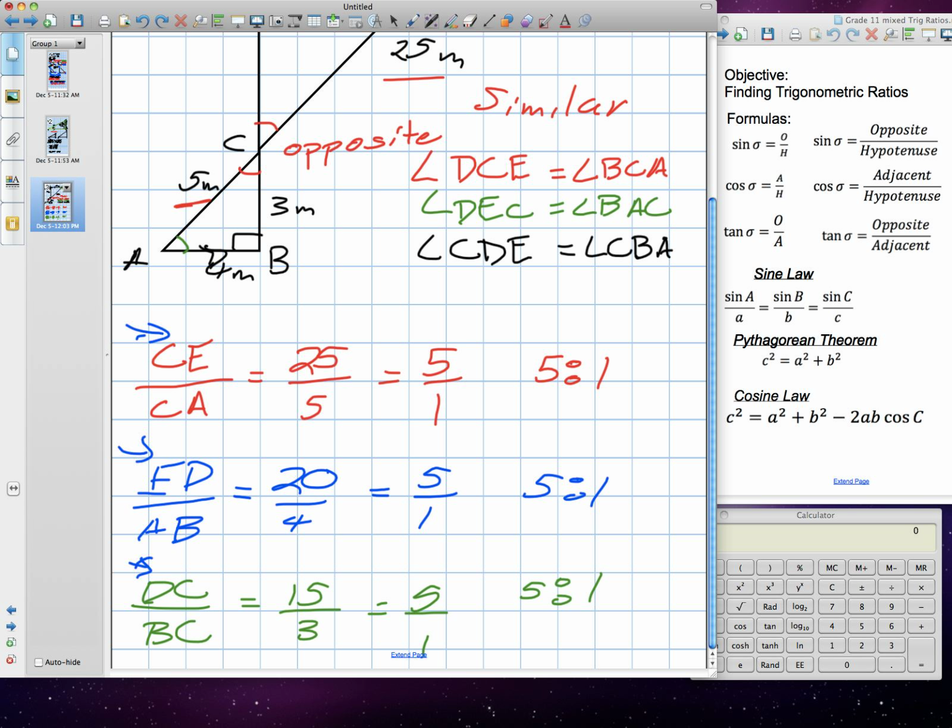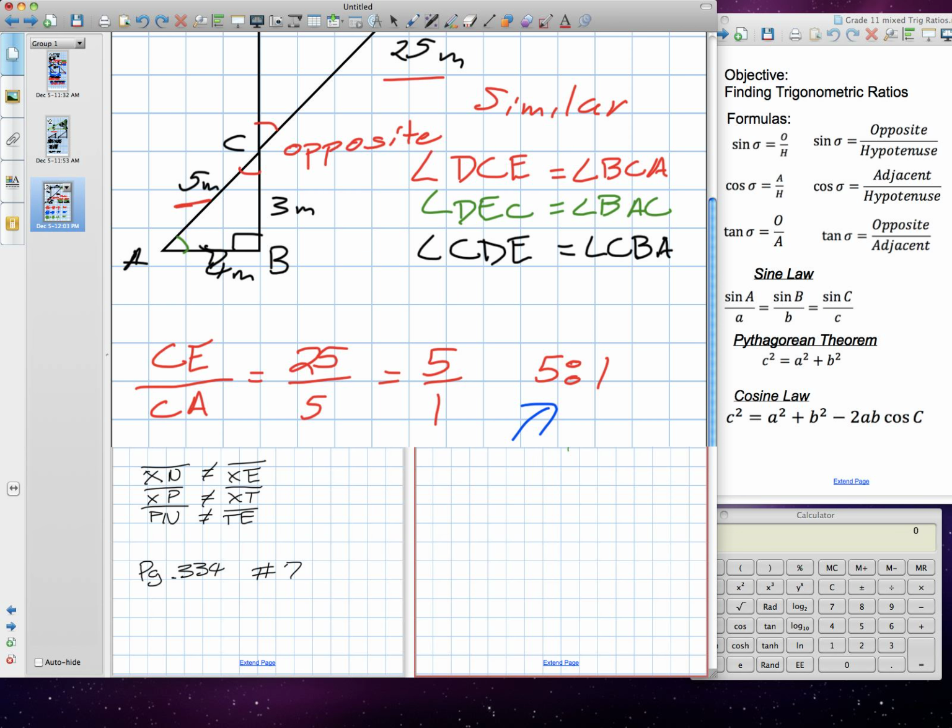Now, what was very important, if you guys notice, when I set this up, I started with the larger triangle on top of the fraction every time. Had I done it the other way, you would have had a ratio of 1 to 5. You must be consistent when you set these up. If you start with the larger triangle on top, you must do that every time. If at some point you switch it around and put the bottom one on top, you'll end up with a ratio of 1 to 5, which won't make sense because it won't be equal to our other ratios.